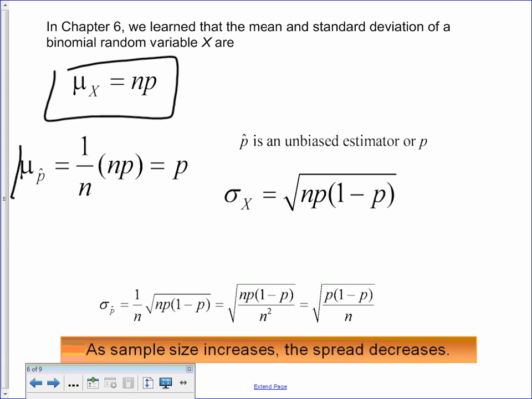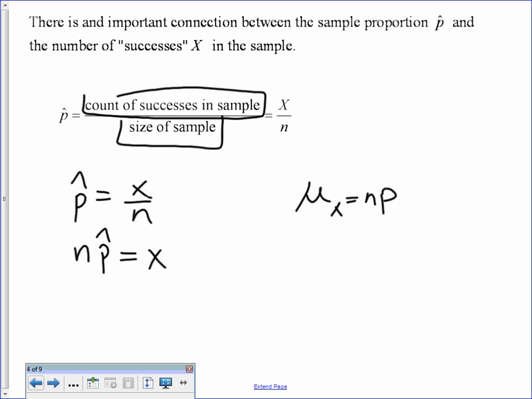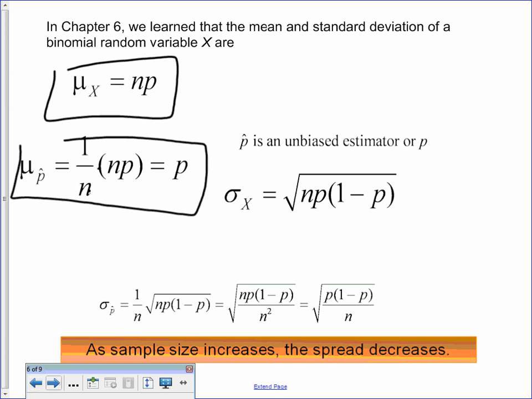And so the mean of p hat is 1 over n times p, because we just said n times p hat equals x. Well, in this case, the n's cancel. And so what you end up with is the mean of all p hats is p. And that's really the one we need to worry about.